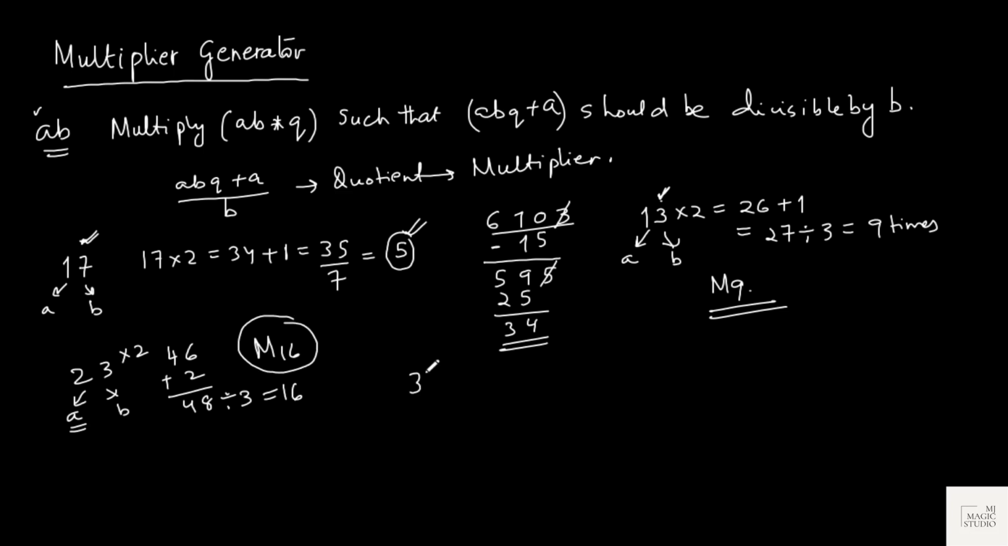Let's do one more. We are trying to find the multiplier for 37. This is A, this is B. Again the rule: multiply AB by Q such that after multiplication plus A. 37 into 2 will give me 74. Plus A, which is 3, that is 77. Bingo. 77 should be divisible by B. B is 7. Yes, 77 is divisible by 7. It will give 11. That means the multiplier rule for 37 is M11. You can practice this on your own and generate the multiplier for any number which is not in our comfort zone and we can't remember. Then these kinds of rules would be very helpful.